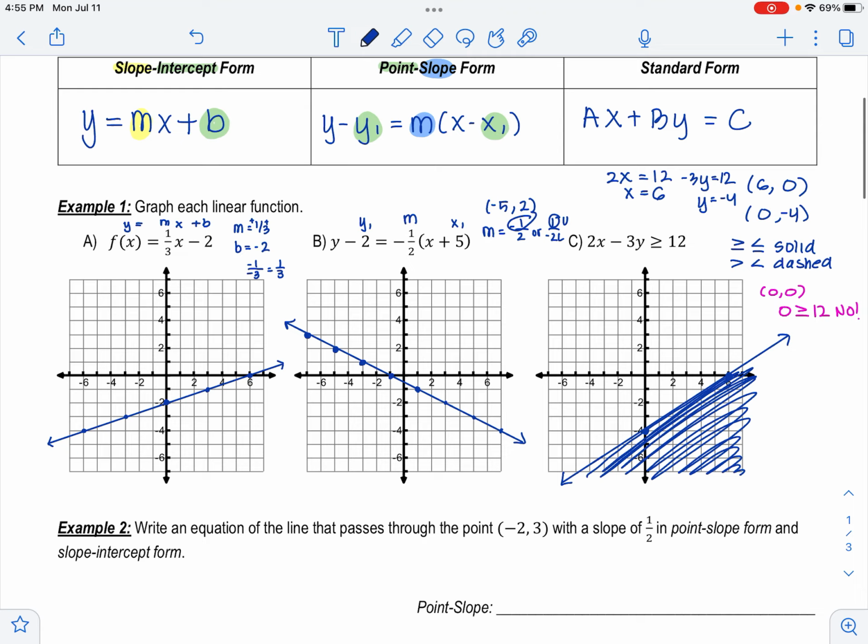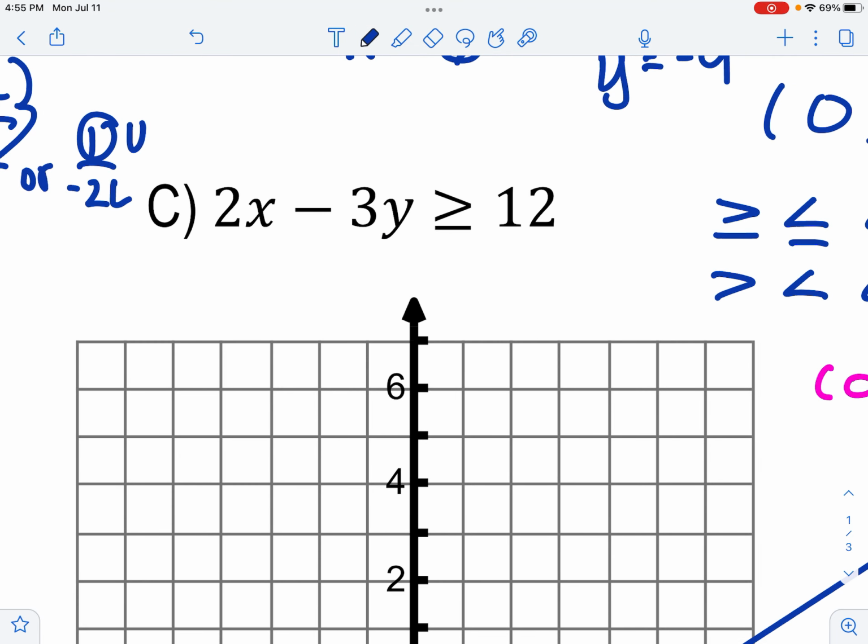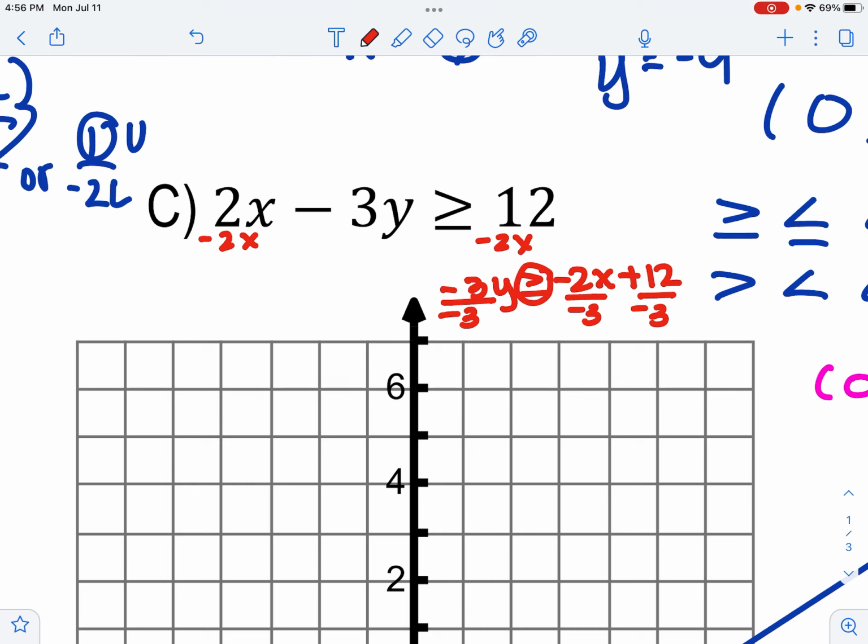Okay, now you might be saying to yourself, could we have just solved this equation for y and graphed that line? Of course you could have. So really quickly, just to show you that it's the same line, I'm going to go ahead and do that. I'm going to subtract 2x from both sides. I get negative 3y is greater than or equal to negative 2x plus 12. And then I'm going to divide everything by negative 3. Now remember, when you're dividing by a negative or multiplying by a negative in an inequality, you do have to remember to switch the inequality symbol.